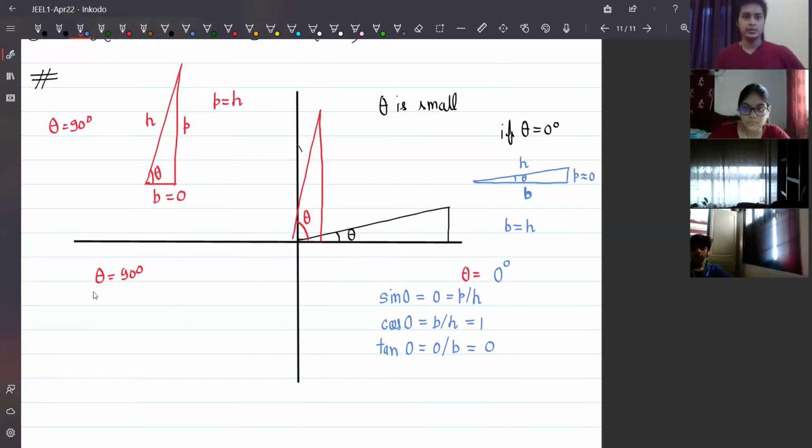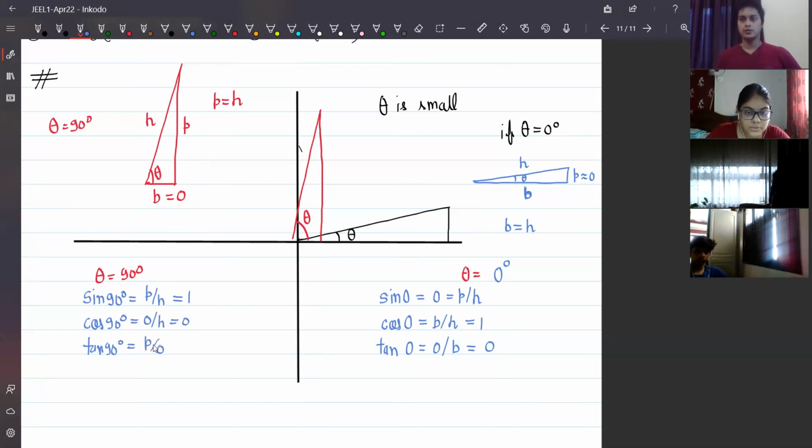Vaishnavi, tell me the value of sine 90 degrees. It will be what by what? P by H. Yes, 1. Cos 90, B by H, 0. And tan 90, infinity. That is P by B, P by 0. When you divide something by 0, it goes to infinity. So this trick you can use for all the other angles.